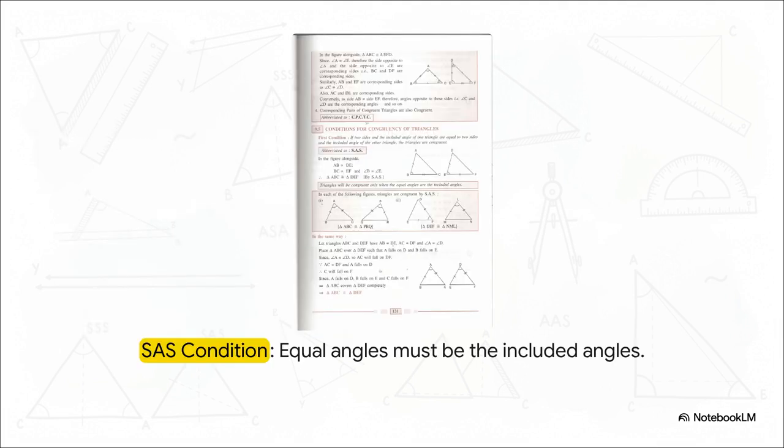First up on the list is SAS, or side angle side. If 2 sides and the angle right between them match 2 sides and the angle between them on another triangle, then boom, they are congruent. But hey, there is a massive precaution you need to keep in mind here. That equal angle literally must be the included angle. It has to be trapped perfectly between the two equal sides, almost like a door hinge. If that angle is wandering off somewhere else, the cheat code totally fails.